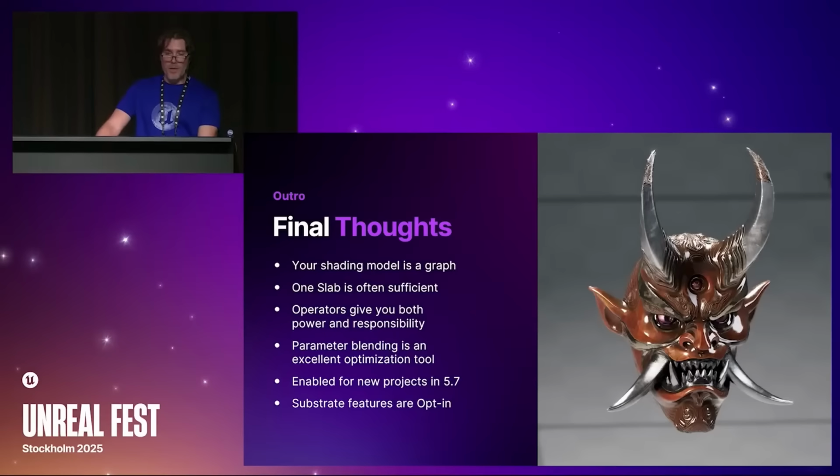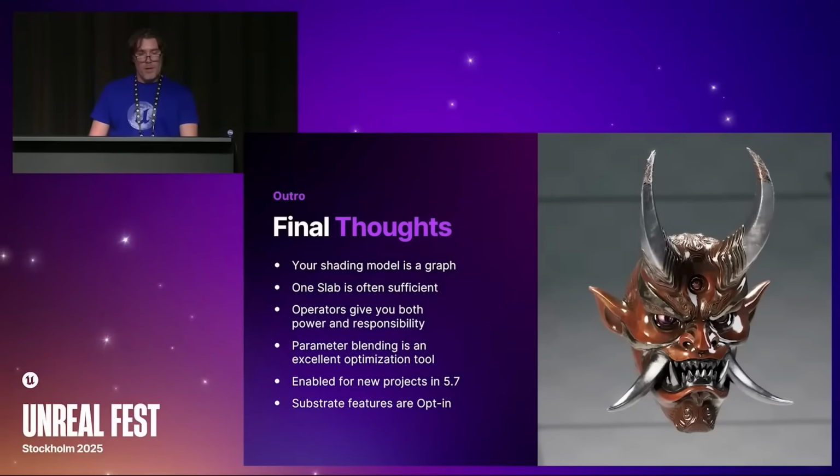Instead of selecting shading models, you now construct material topologies using slabs and composition operators. Even a single slab can be more expressive than a full legacy material, and that's often the best place to start. Substrate supports powerful combinations of closures, but each additional operator and slab has a cost, and structure matters. Parameter blending is your best optimization tool, so use it early and plan for it. Your material graph is now your shading model, and that gives you both creative control and technical responsibility.